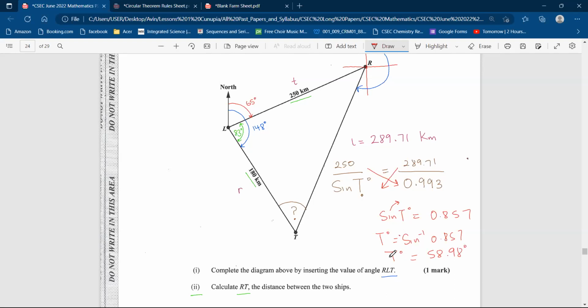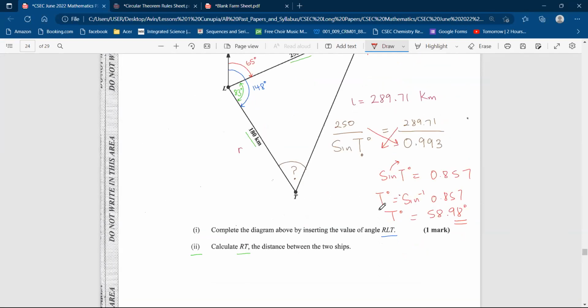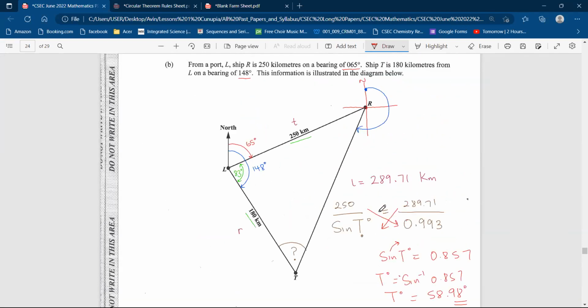Right now, I'm going to stick with my two decimal places as my final answer. I'm not going to round it off to 59. Let me just check down here. They didn't ask us to round it off to the nearest whole number. So I'm keeping my 58.98. Let me put in that value over here. This value here is 58.98.